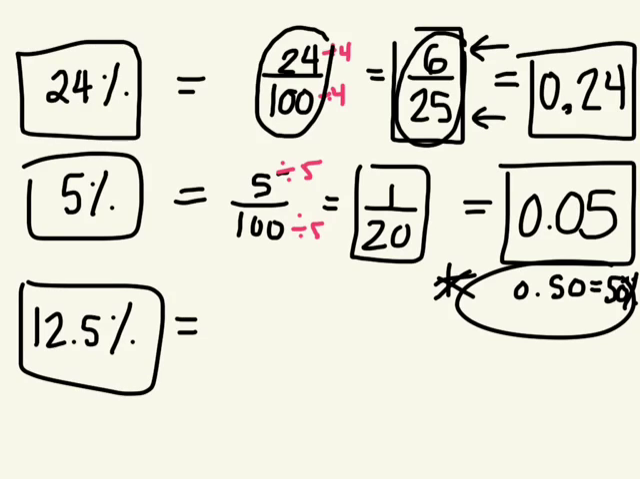12.5%. We know that percent's out of 100, so technically it would be 12.5 out of 100, but we don't want to have a decimal. You can't have a decimal with a fraction, right? So what Andre did was he found an equivalent fraction, so you multiplied by what? He multiplied the numerator and the denominator by 2. What happens when you multiply 12.5 times 2? What do you get?